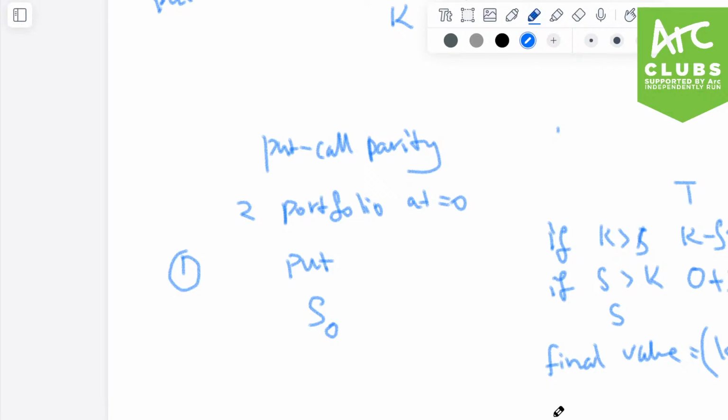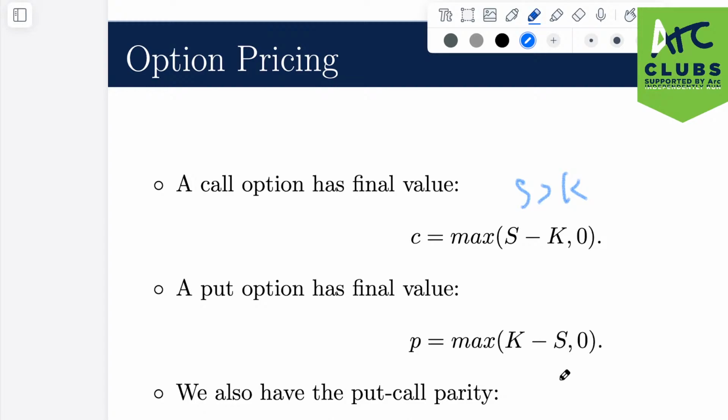For my call option, if K is larger than S, my call option will have a value of 0, but I have cash of value K. So my final value of the portfolio will be K. But if S is larger than K, my call option will have a final value of S minus K, and I have cash amount K, so my final portfolio value will be S. So the final value is also K or S. Therefore, we can say that these two portfolios are equivalent, which gives us the put-call parity here.